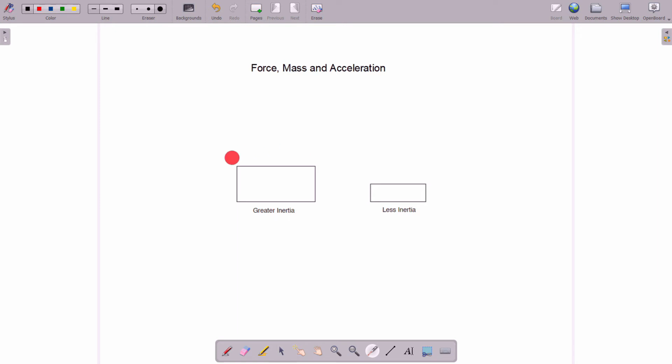So if we assume these to be two blocks, this one obviously is going to be heavier than that one. It will require greater effort on your part to slide this one into motion than it would for this one. That resistance to motion, when it is at rest, that reluctance for the object to move, is what we refer to as inertia.